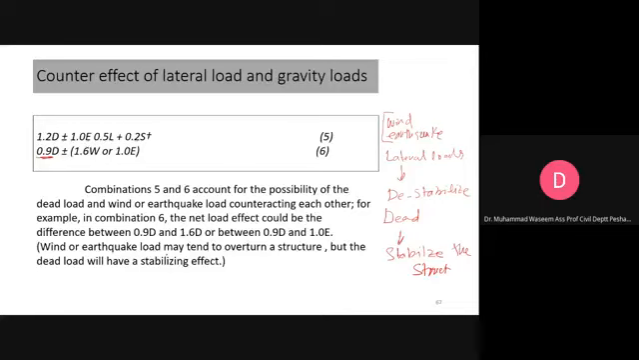You can go through it. Wind and earthquake load may tend to overturn the structure, but the dead load will have a stabilizing effect. That's why the dead load is reduced in this combination, in order to have more effect from earthquake and wind.